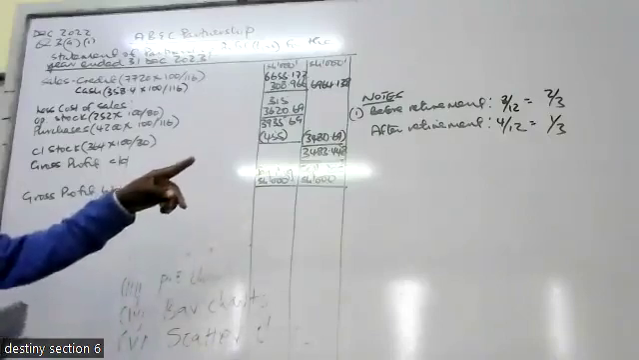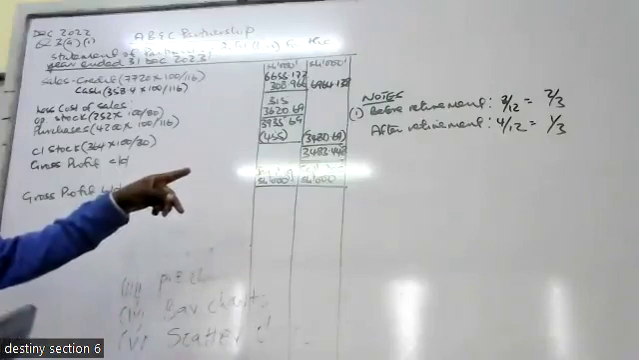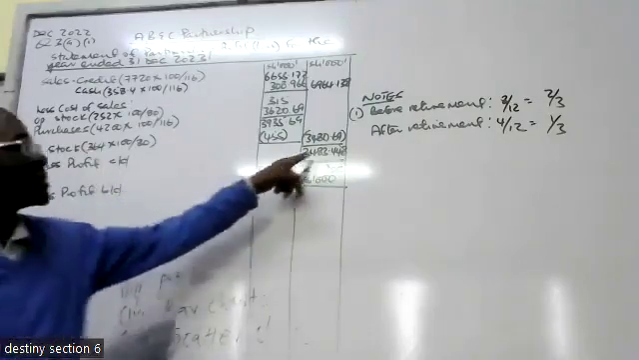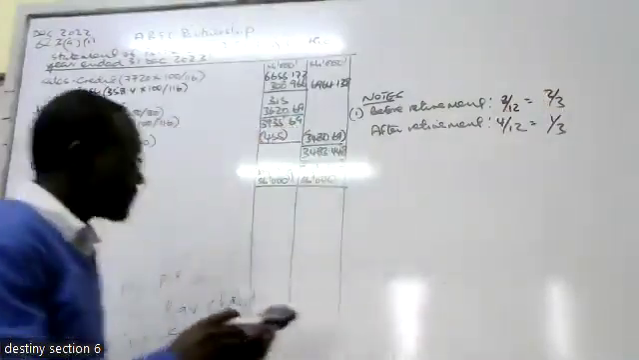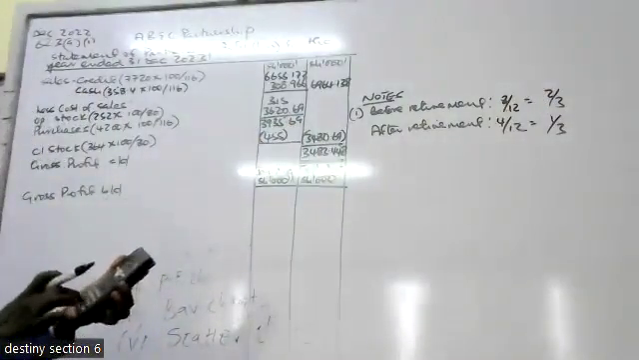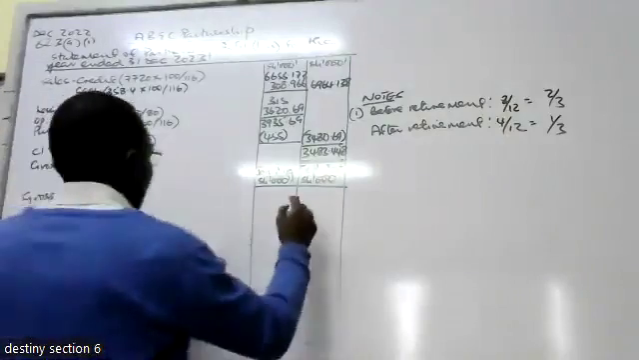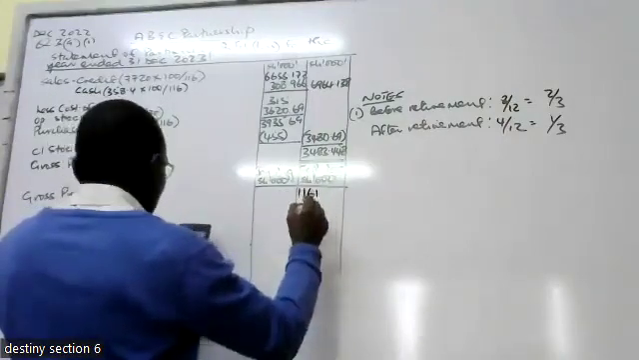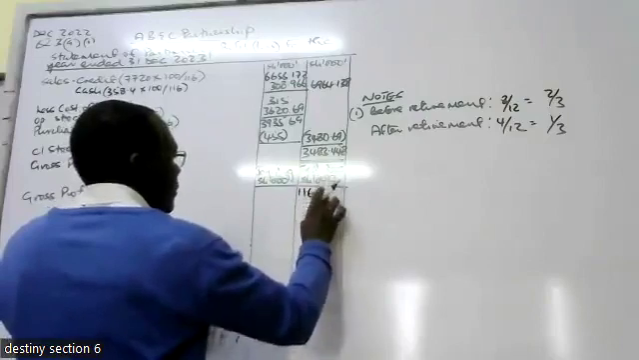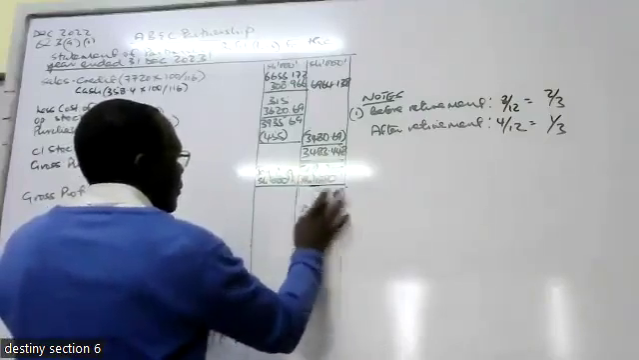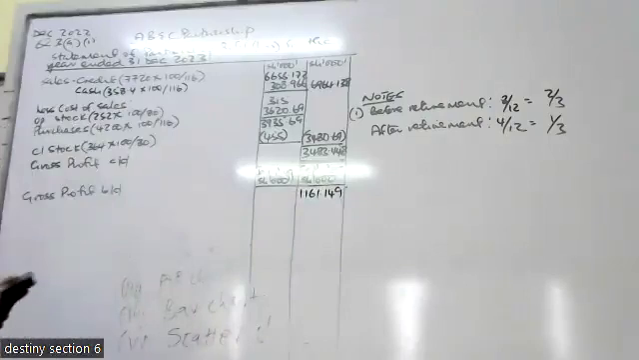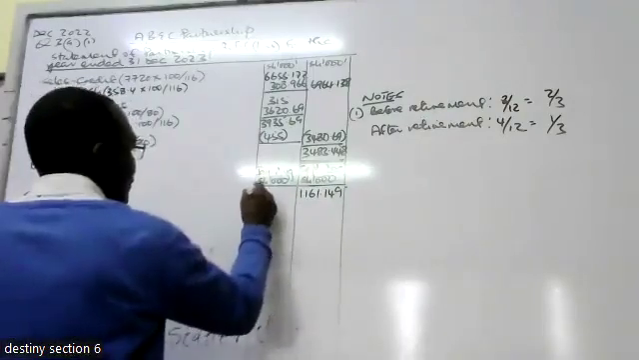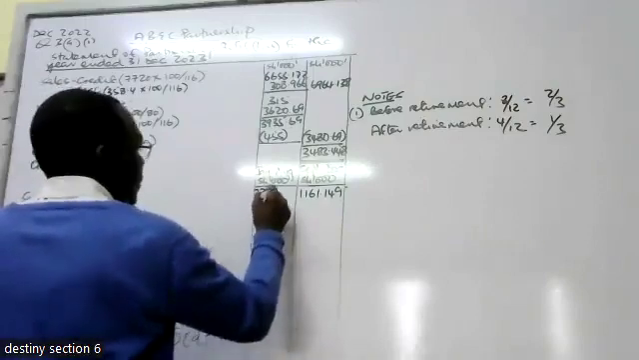I can even start with after retirement, September to December, where I get a third of this. Then I multiply by two. One third, two thirds, so I get a third of the gross profit by dividing by three, and I get 1161.149. Then I multiply that by two, so two thirds would be 22.29.